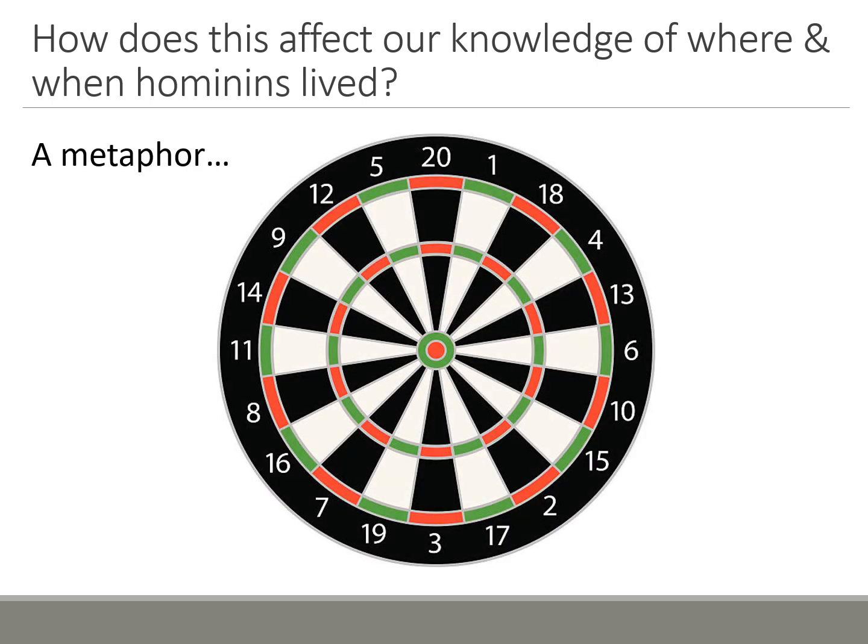Okay, so here's a metaphor. I'm going to basically extrapolate this to understanding how long certain hominin species lived for, from when it speciated to when it went extinct, to its geographic range. Okay, the range of where it lived across space. But before that, we're going to use this metaphor of a dartboard. Okay, and imagine we randomly throw darts at this dartboard.